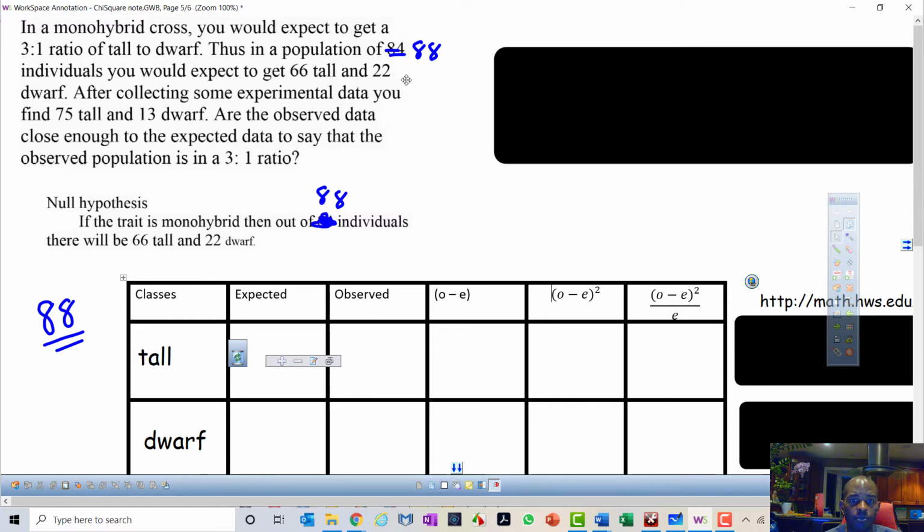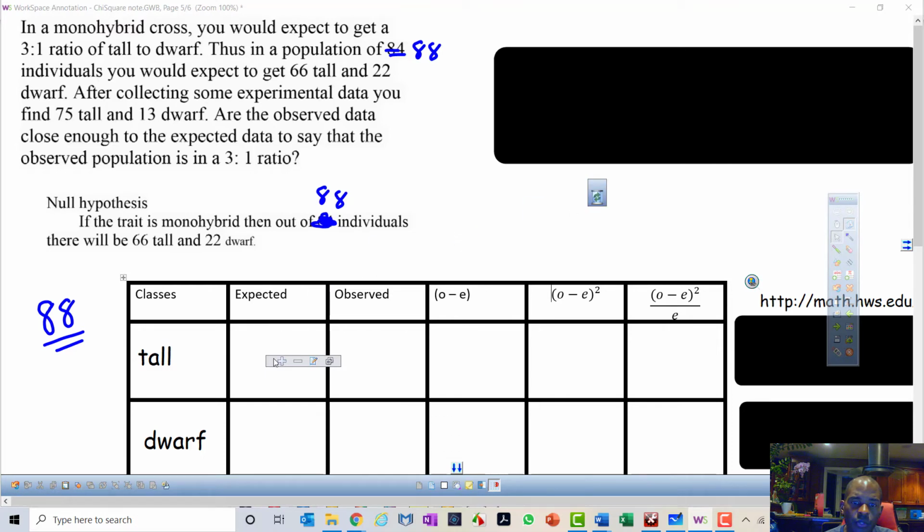Okay? But we know that when you actually run the experiment, you might not get the same data. You expect that to happen, but that's not what you actually get. What you actually got was 75 tall and 13 dwarf. So the question is, if you have 75 tall and 13 dwarf, is that observed data within the range that allows us to accept that the parents are hybrid? Okay? And that's what the chi-square test will allow us to do. So let's run through the process here.